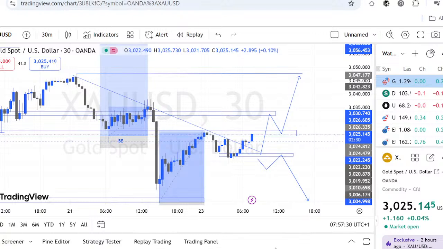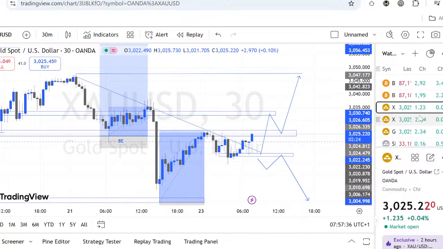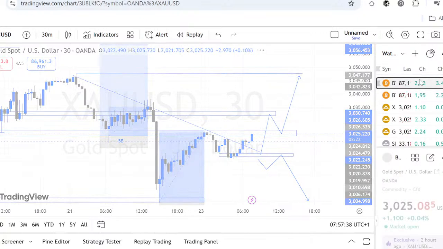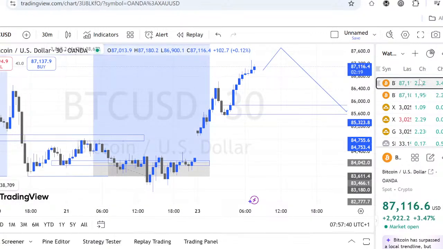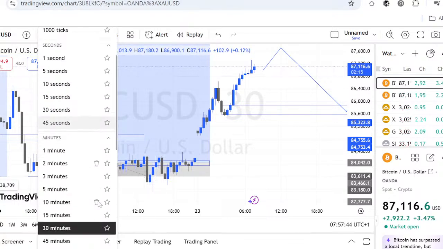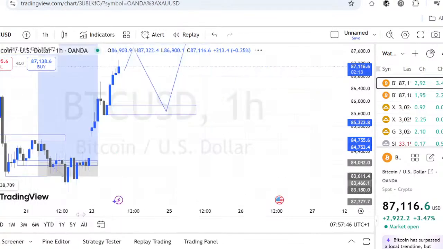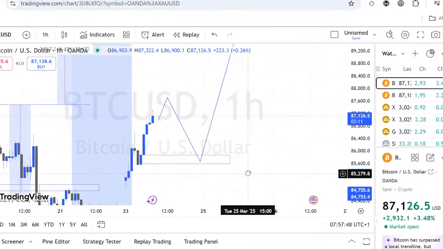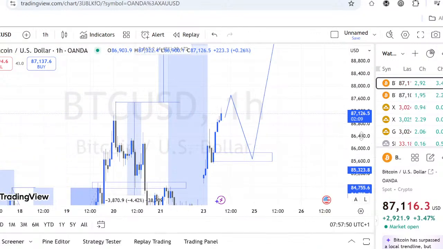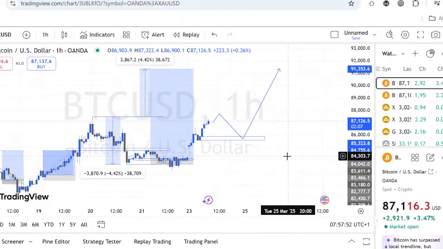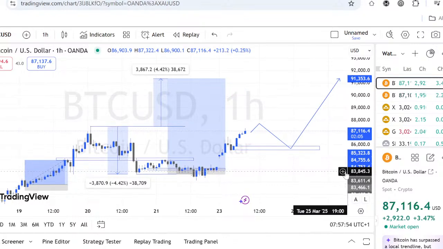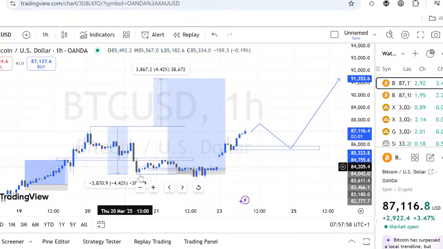Okay, so then let's go to Bitcoin. Okay, so this is Bitcoin, and I used the 1 hour time frame. Let's see, this was what I used, and this was our Friday setup.